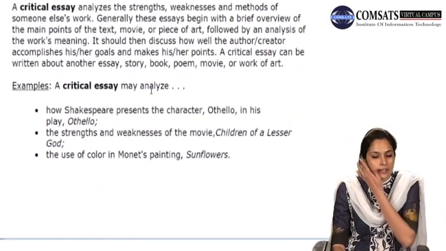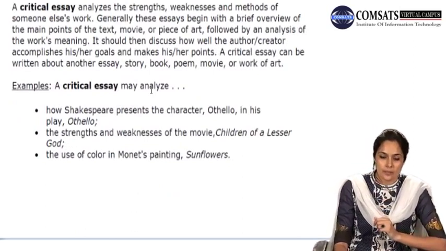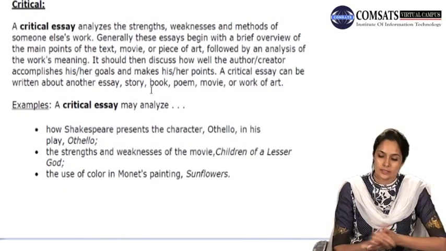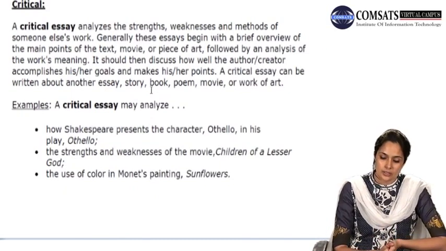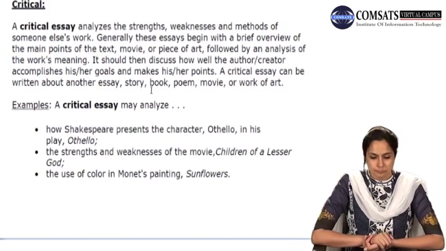Critical essay analyzes the strengths, weaknesses and methods of someone else's work. Yes, critical essays जो होते हैं ये हम usually लिखते हैं किसी के literary work के ऊपर. For example, you pick up Shakespeare's plays and you pick any one of those और उसके ऊपर आप एक critical analysis जो है वो develop करते हैं.